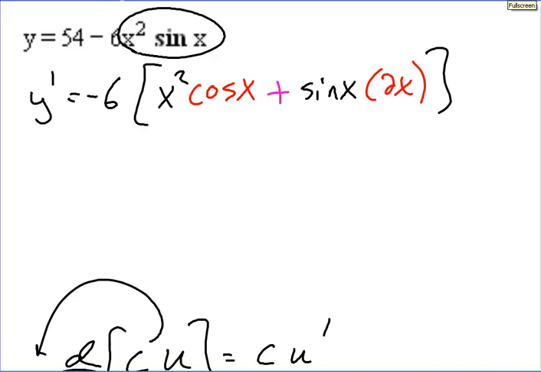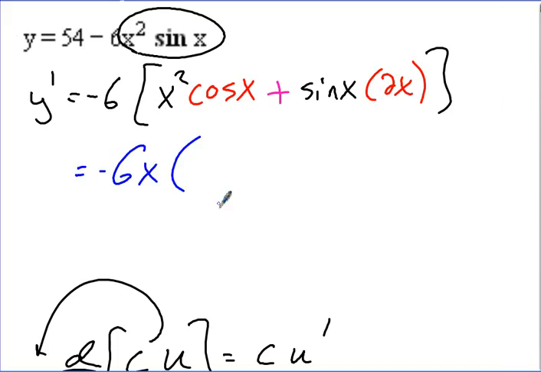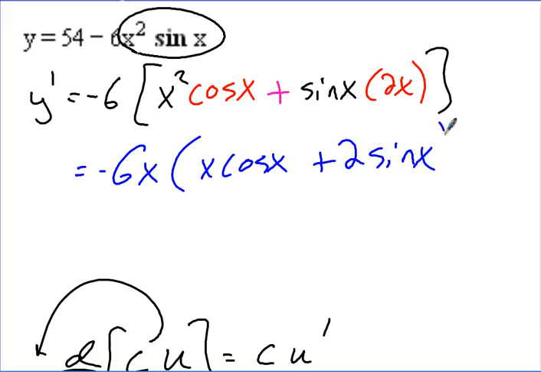So now maybe we don't want to leave it exactly like that. Let's go one more small step. What if I pull an x out? So I get -6x times x cosine x plus 2 sine x. We want to put the 2 in front of the trig function. That's how you plug it in the computer. That's how I would plug it in, yeah.